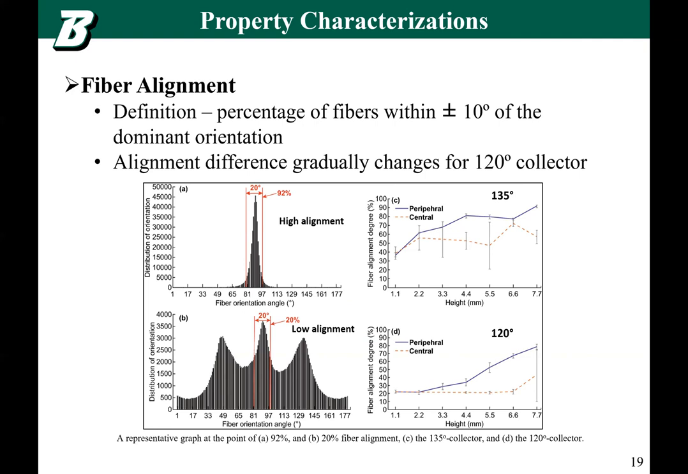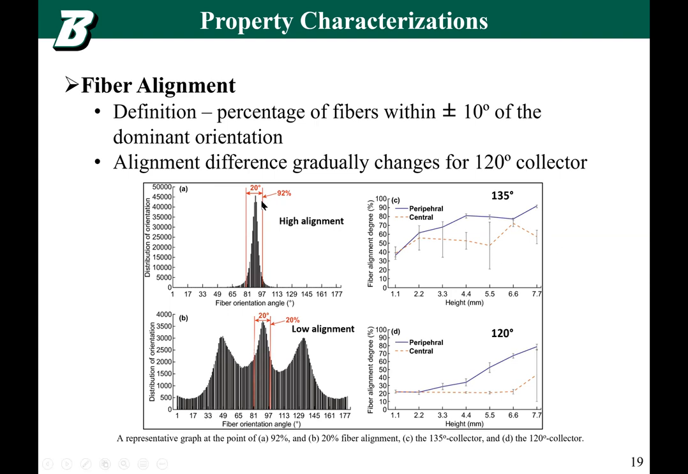So for example, we have 4 different glass slides for one collector, and we took one SEM or microscope image at 1.1 millimeters height difference. After we have so many SEM or microscope images, for each image, we'll use ImageJ to analyze if there's a dominant fiber orientation. And if there is, what percentage of the fibers are within plus or minus 10 degrees of the dominant orientation? That's the 20 degree range.